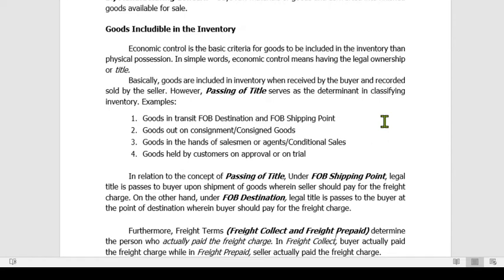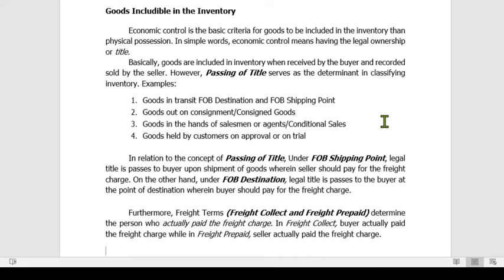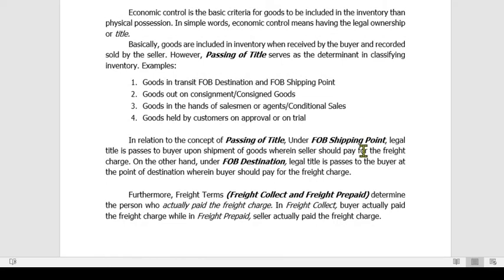So those are the concepts that will be answered in this module and in the succeeding modules. Okay, let us read this passage. In relation to the concept of passing of title under FOB shipping point, legal title is passed to the buyer. Okay, alisin na lang natin itong is.